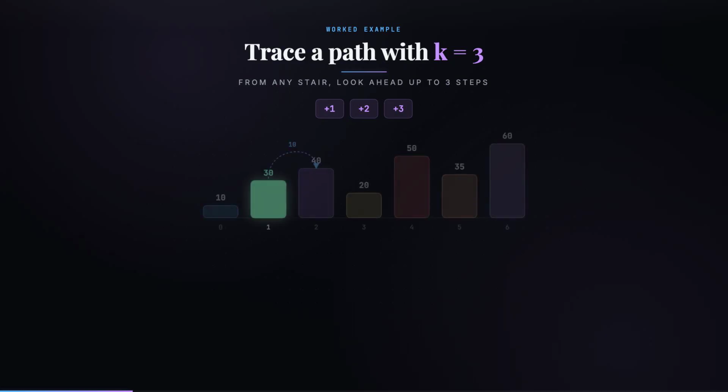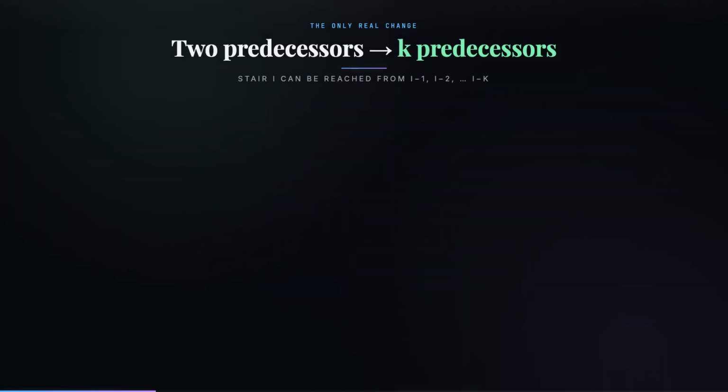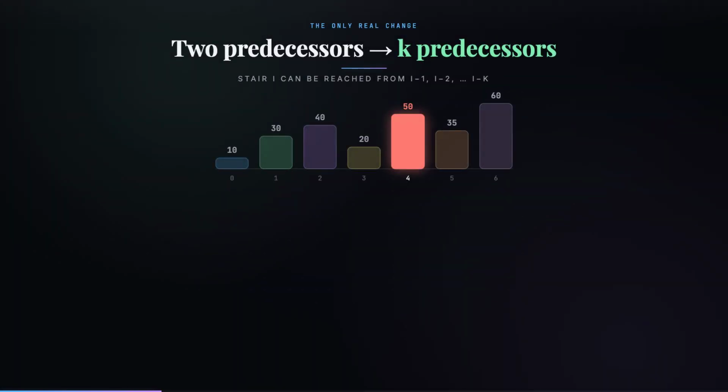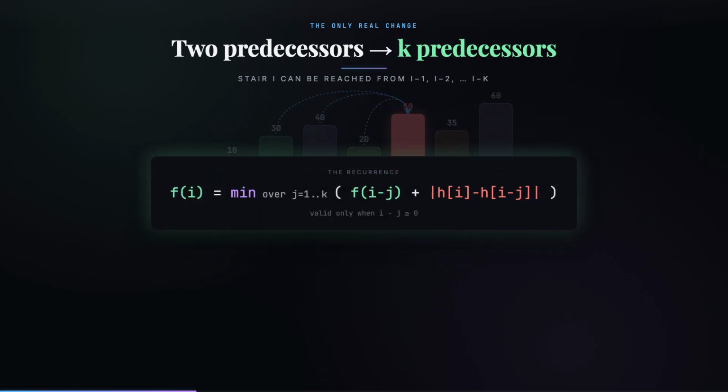The frog stands here, and from any stair it can look ahead up to 3 steps, paying the height difference for each hop it takes. Here is the only real change. In the original frog jump, every stair had exactly 2 predecessors. But now, stair i could have been reached from any of i minus 1, i minus 2, all the way back to i minus k. So instead of comparing just 2 options, we take the minimum over a loop of up to k options.